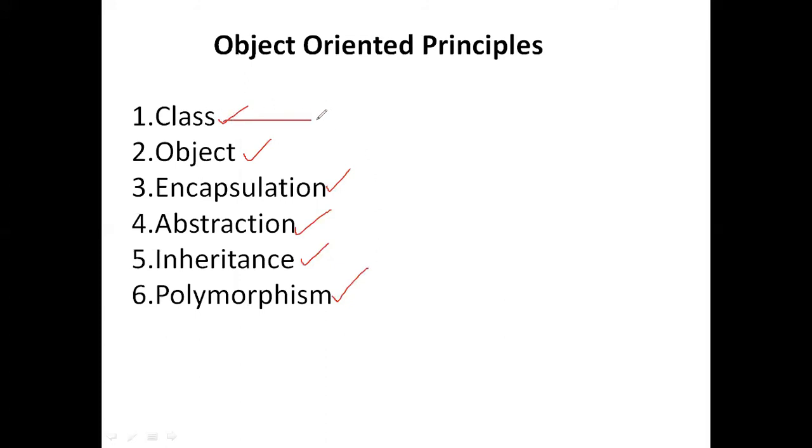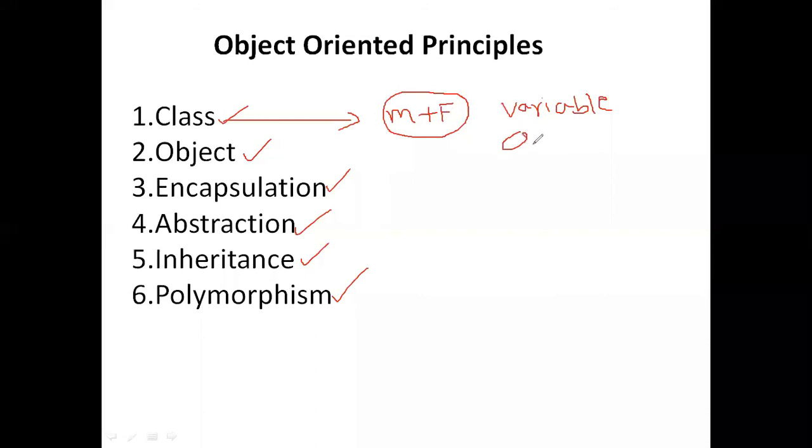Coming to class, what does a class mean? The class is a collection of members and functions. Members and functions we call a class. So what are the members? Members are nothing but variables in your program. Int A, int B, all these are the members. The functions are defined with the help of DEF. All these are the functions.